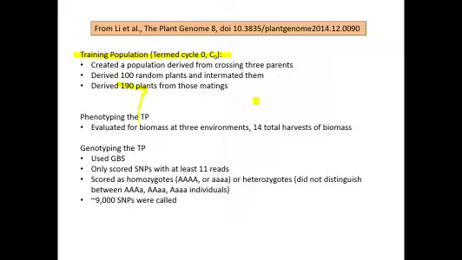Now this is a tetraploid. They only scored SNPs that had at least 11 reads. They scored homozygotes, the 2 classes of homozygotes. And heterozygotes, there's many possible different heterozygotes in a tetraploid, and they simply scored them all as heterozygotes, not to try to distinguish between the different classes of heterozygotes. And they were able to call about 9,000 SNPs.